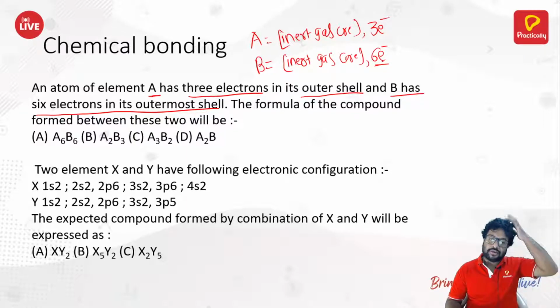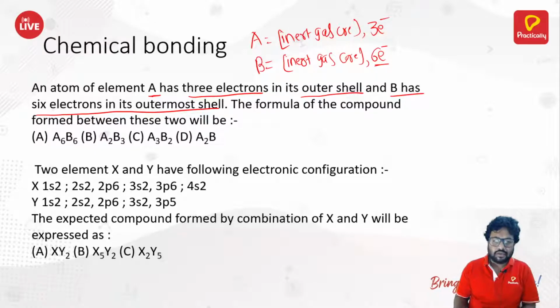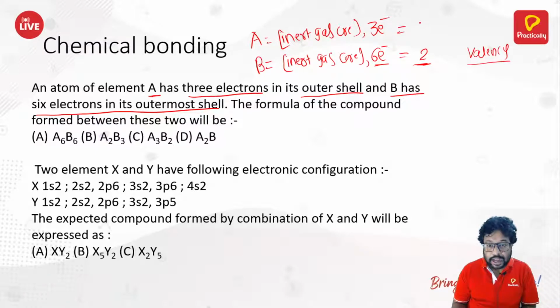Now how can we find out the valency? We know that if 2 electrons are added to B, it will have 8 electrons, right? That means B can show valency 2. And as far as A is concerned, you got 3 electrons outside the inert gas core. That means your A can lose 3 electrons and it can show valency 3. Okay. So valency of A is 3, valency of B is 2.